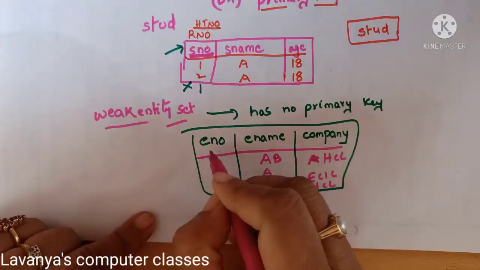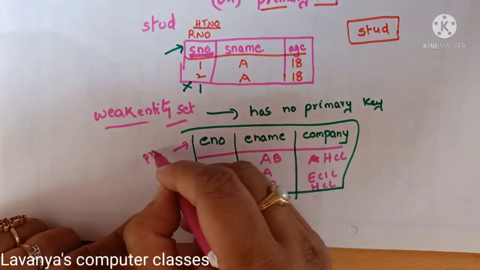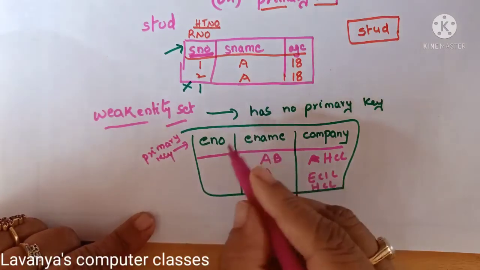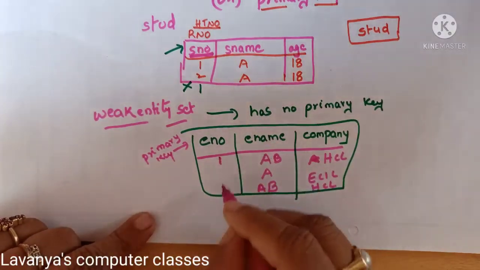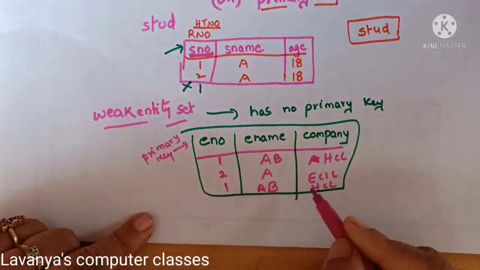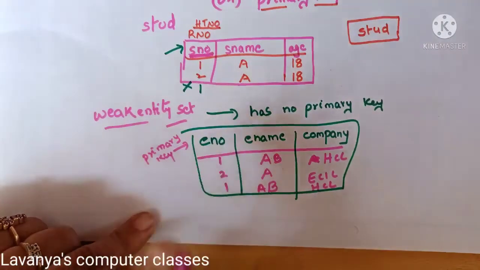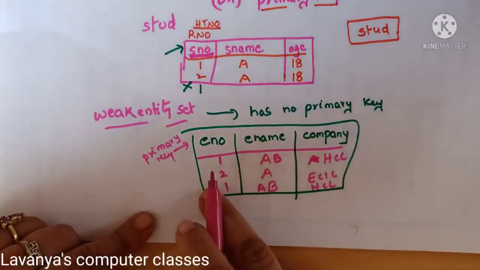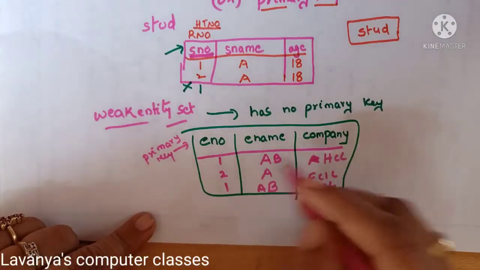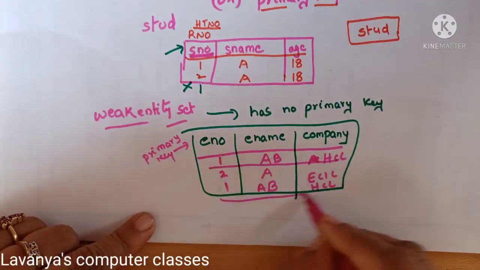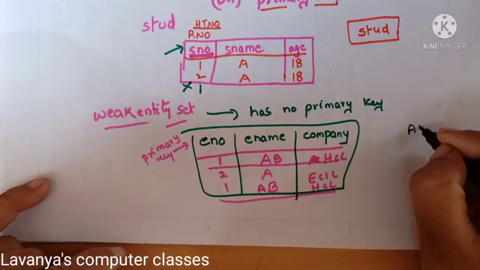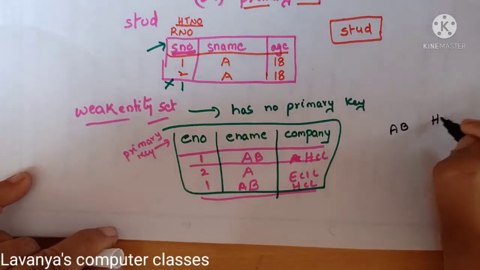But if you have not mentioned a primary key, there is no primary key concept, so employee number is also like a normal attribute. Whatever values are entered, they are accepted. So here, one AB HCL, one AB HCL, because you have not specified the primary key. When a primary key is not there, it accepts duplicate, repeated values. Here the first row and third row are the same. There are two employees, both named AB and both working in HCL.